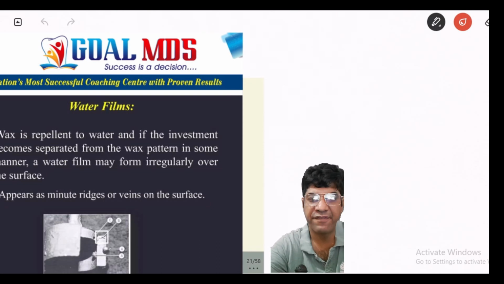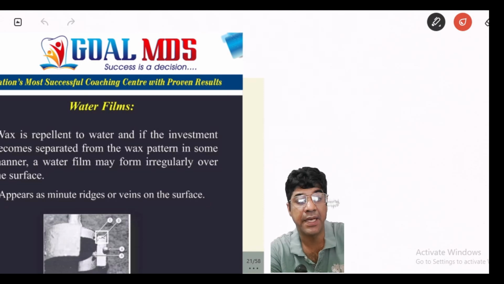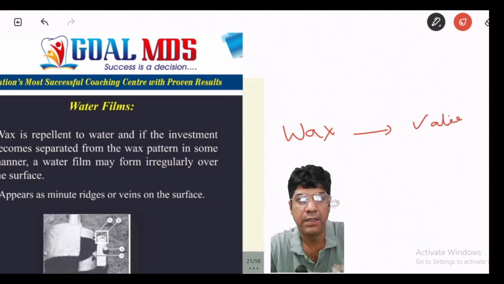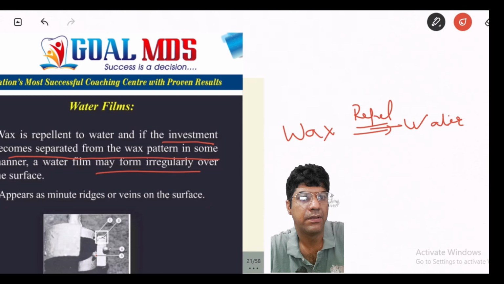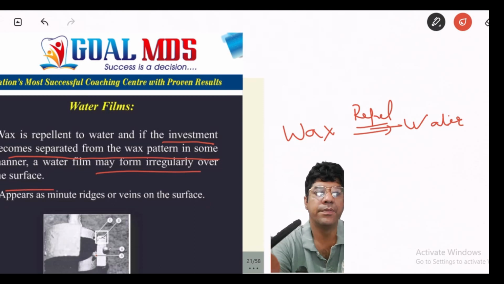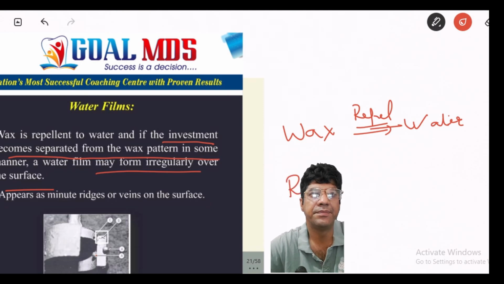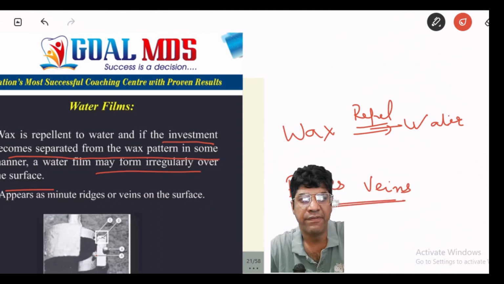The presence of a water film on the surface of the wax pattern during the casting process can lead to surface irregularities. As we know, wax is repellent to water. So if the investment material becomes separated from the wax pattern in some way, water can form irregular films on the surface of the wax. That would appear as ridges or veins on the wax pattern.